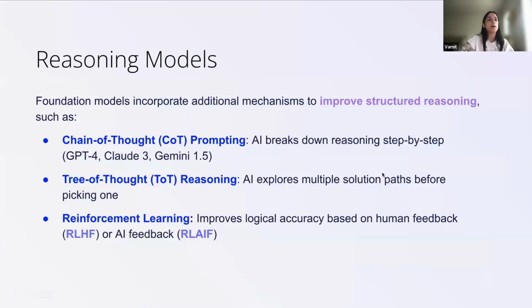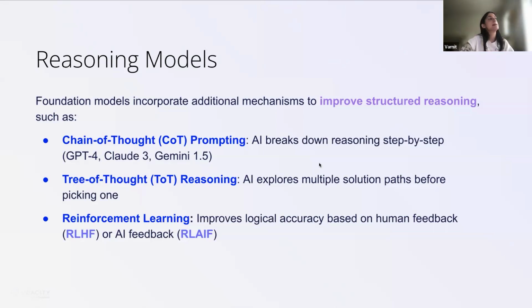The next term that you might hear a lot is reasoning models. Reasoning models incorporate additional mechanisms to improve the structured reasoning of these foundation models. The different techniques you might hear of are chain of thought prompting, chain of thought reasoning, or reinforcement learning. Chain of thought prompting forces the AI to break down its reasoning step by step, so it will tell you how it came to the output that it did. Tree of thought forces the AI to go really broad. If you ask it a question, it'll come up with multiple different ways to respond and then pick the best one. And reinforcement learning is where you can give the model AI feedback or human feedback to help improve its accuracy.